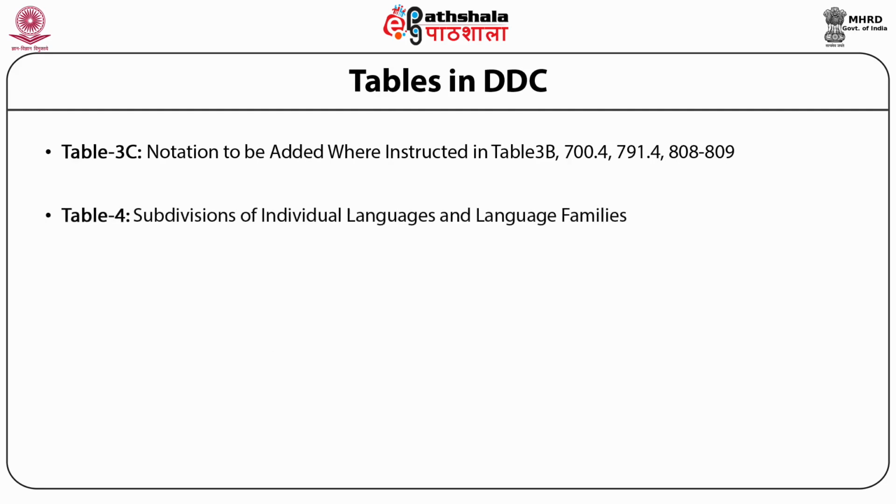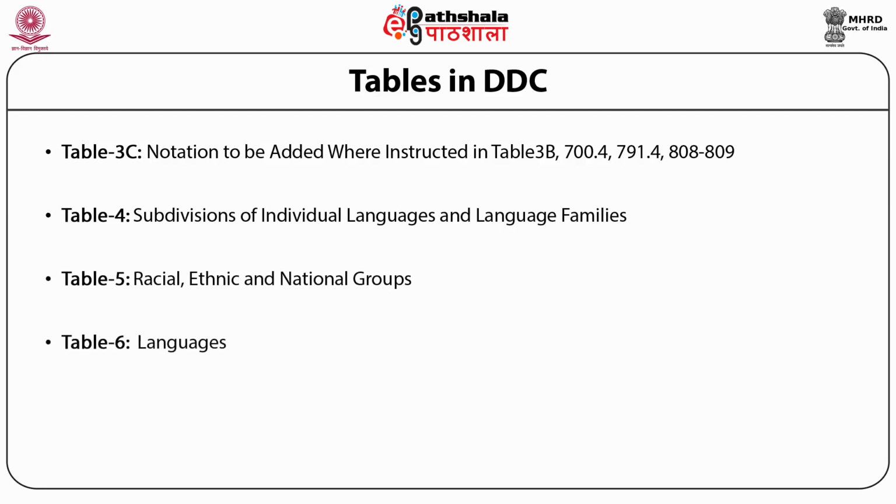Then Table 4, subdivisions of individual languages and language families. Table 5, racial, ethnic and national groups. Table 6, languages. And lastly, Table 7, group of persons.